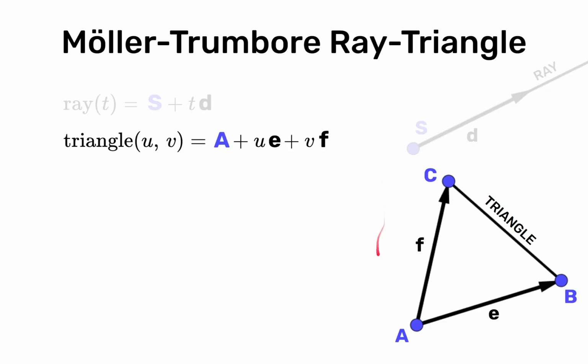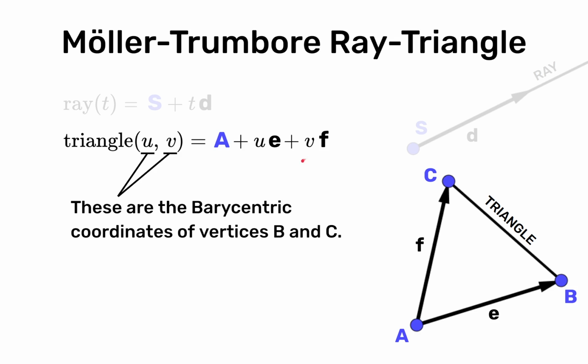So for a triangle, we have 3 vertices A, B and C, and we take 2 vectors from point A to B and A to C. Let's call them E and F. And all the points in our triangle can be represented by this formula now. We have A plus some U times E plus some V times F. If we would write this out, then we would actually see that these parameters U and V are going to be the barycentric coordinates of the vertices B and C.